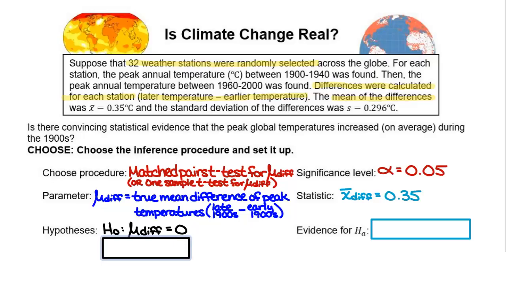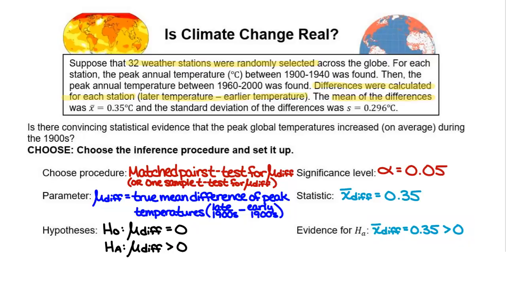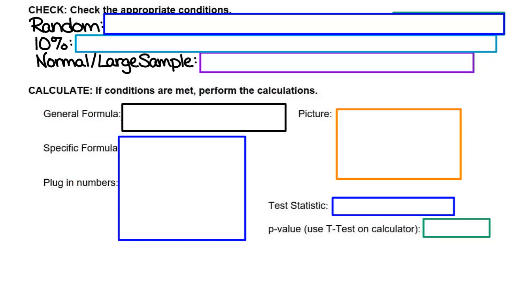What would our alternative hypothesis be here? Yep. Mu diff is greater than 0. Absolutely correct. Do we have any evidence for Ha? What's our evidence? 0.35 is greater than 0. I already told you I'm not grading the evidence for Ha, but that does help you figure out the direction on your Ha if you're unsure of whether to write it as a less than or a greater than. What is your evidence showing? All right, so then we get into check.